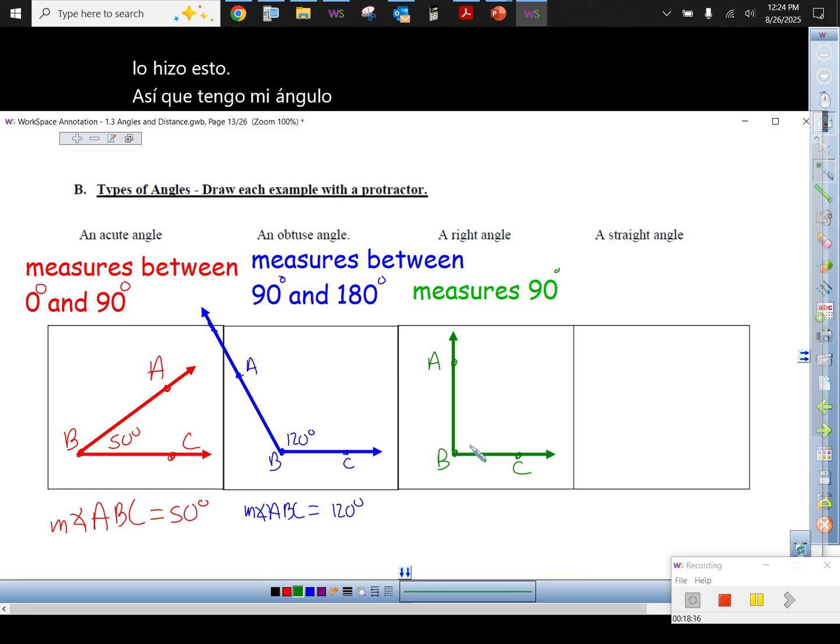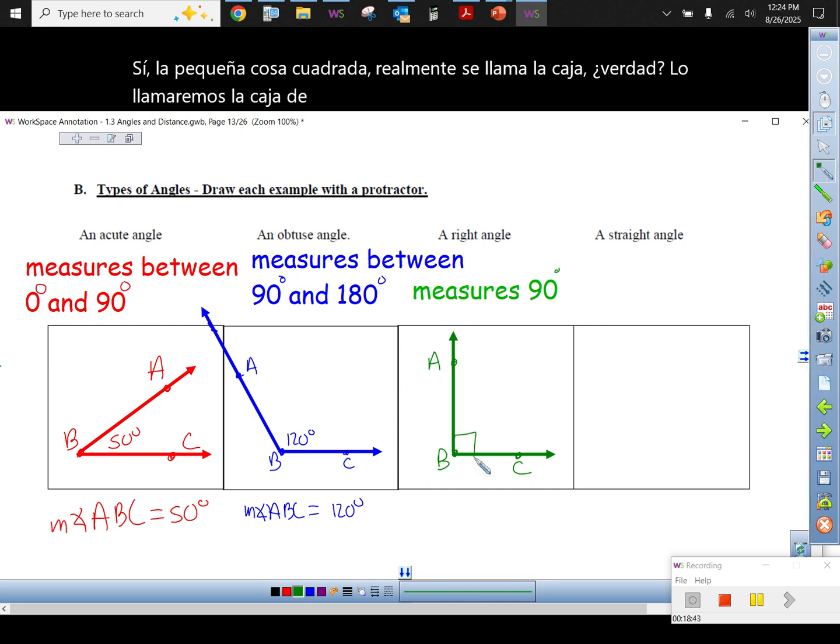Yeah, the little square thing. It's really called the box, right? We'll call it the right angle box. So if you wanted to put 90 degrees in there, you could, or you could put that on there. And here's what I'm going to do. I'm going to ask you to write this. I'll say it in English, you write it in math. Measure of angle ABC equals 90 degrees. The measure of angle ABC equals 90 degrees.